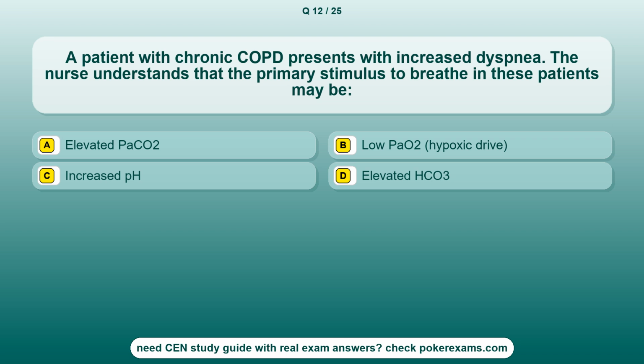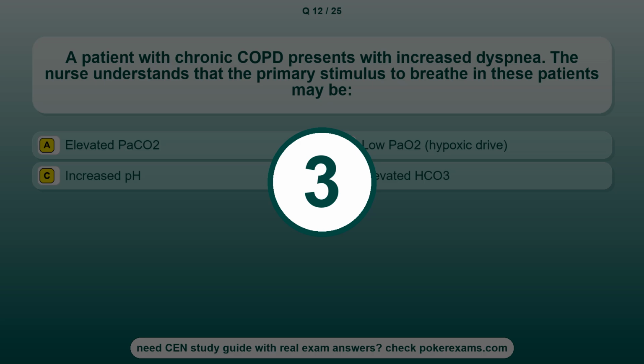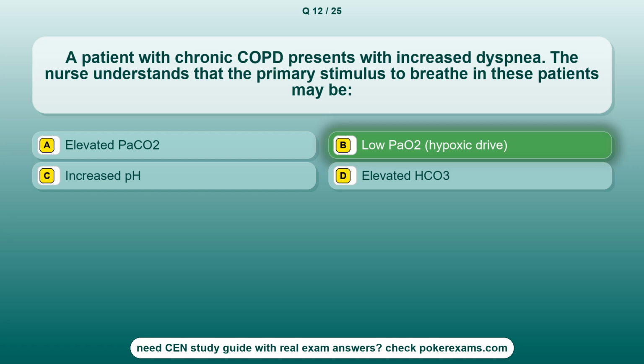Question 12. A patient with chronic COPD presents with increased dyspnea. The nurse understands that the primary stimulus to breathe in these patients may be option A, elevated PaCO2. Option B, low PaO2, hypoxic drive. Option C, increased pH. Option D, elevated HCO3. The correct answer is option B, low PaO2, hypoxic drive.